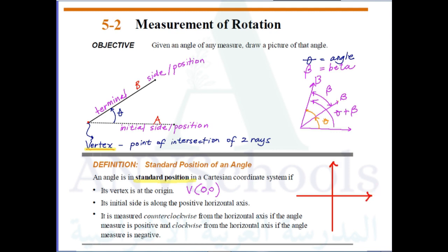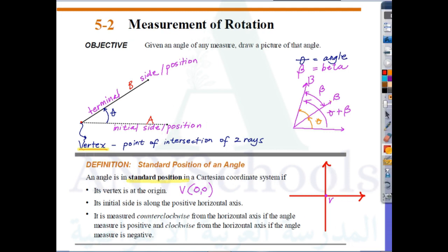So according to this standard position definition, first, the angle is in standard position when the vertex is at the origin. So that's the vertex. Next is when the initial side is along the positive horizontal axis. So where is the positive horizontal axis? This is here. Okay, so let us tap that with a light green. So this is the initial side.